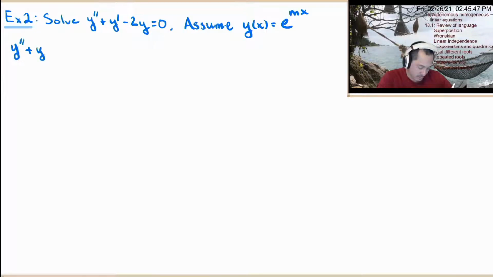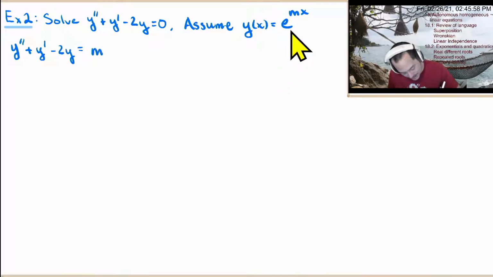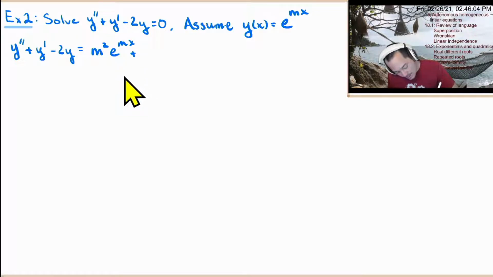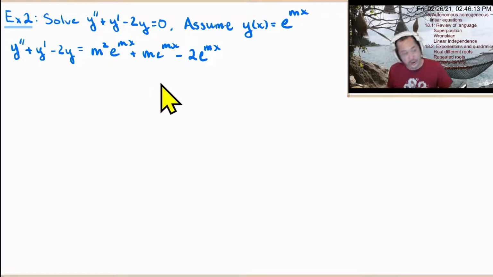I'd say y double prime plus y prime minus 2y. If the problem was written in a book, I'd write this. And now I'm going to ask, what are two derivatives of e to the mx? That's going to be m squared e to the mx. Then I add one derivative, so plus m e to the mx, and then minus 2 times e to the mx, where there are no m's out front.